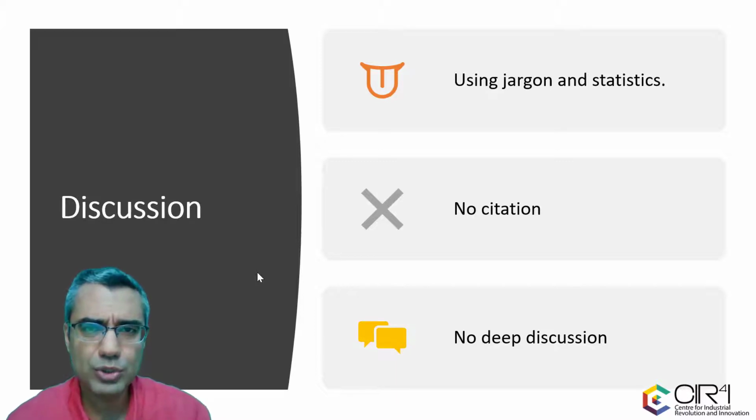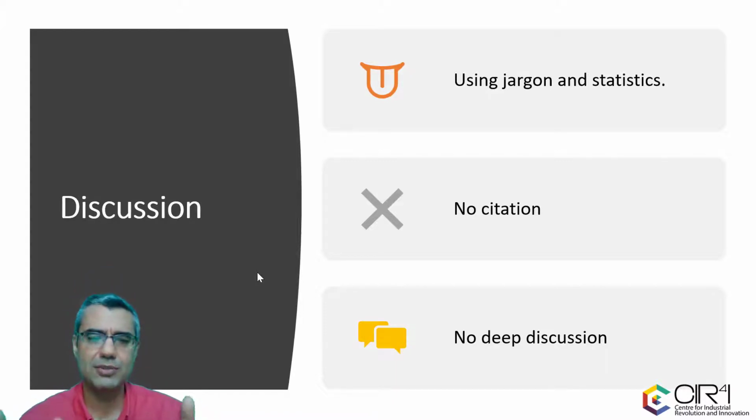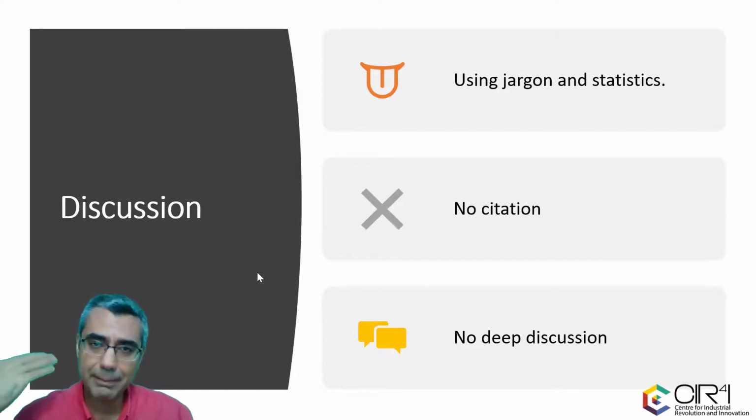Another one, no citation. If there's no citation, this means you are not relating it to the past studies, and you may get rejection, right? So you should explain how your findings are related to or add value to the past study, or you need to explain the findings using the past studies and theories.